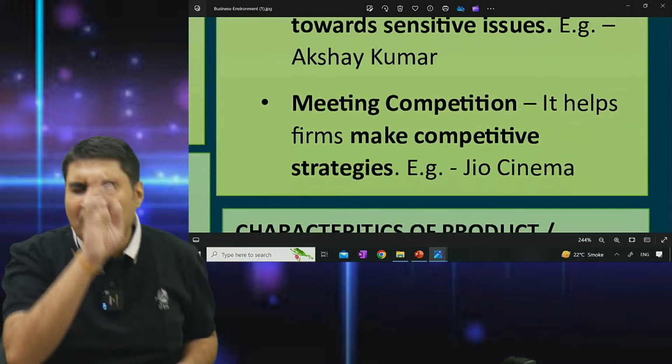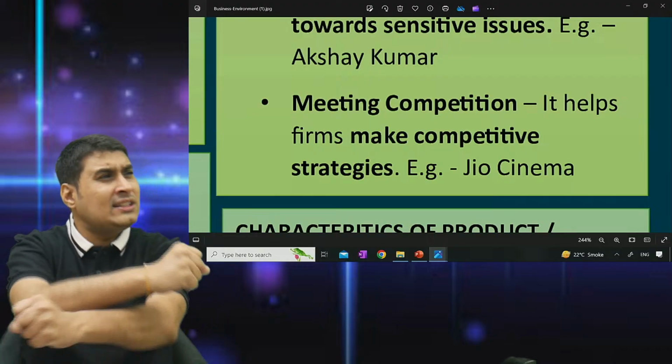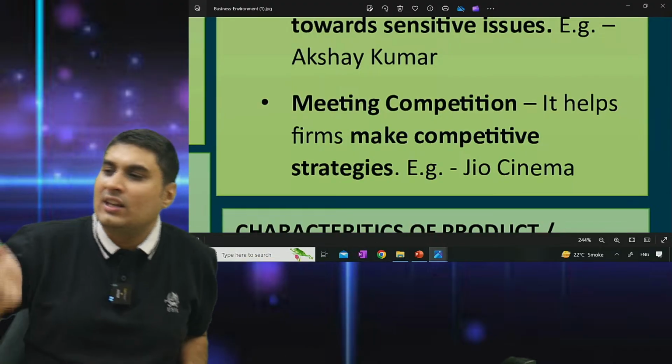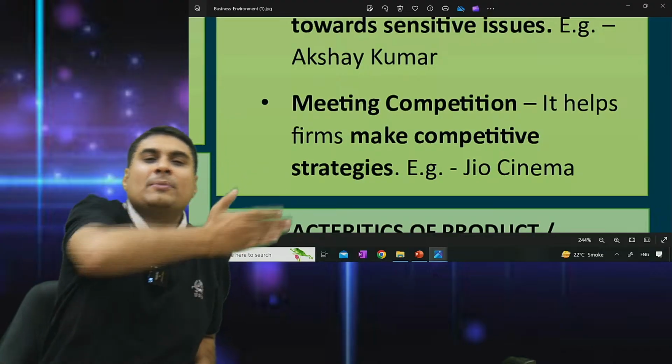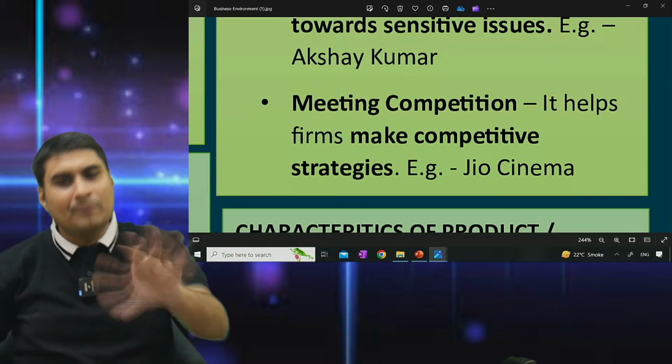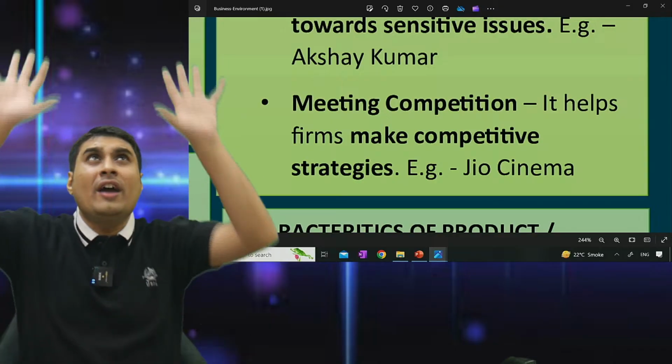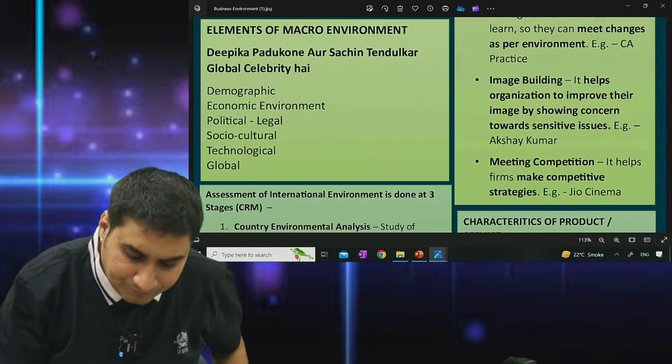Last, meeting competition. With the help of environment, I will see all the people and I will make the best strategy. Like all were charging this much, this much, this much for OTT. Jio Cinema said free OTT. Come, free OTT, all movies will come. It saw everyone's competition and brought a brilliant strategy.